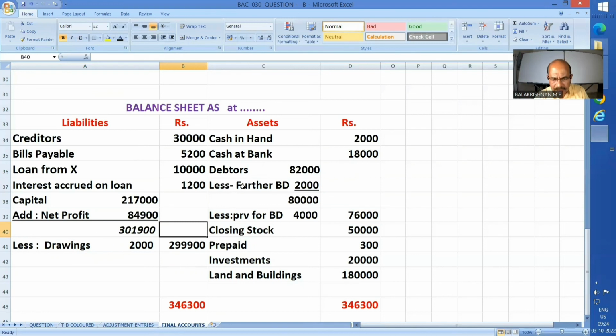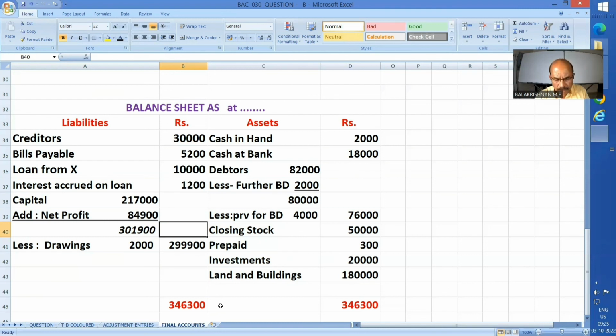And as far as the asset side is concerned, cash in hand okay, cash in bank okay. Debtors, the balance in the trial balance is 82,000 less further bad debts. Reiterating, further bad debts only you should reduce. That is the adjustment entry, 80,000. On that 5% provision 4,000, and this is the 76,000 net amount to be shown in the asset side. Closing stock okay, prepaid insurance 300 I have already worked out and shown. Investment, building, everything okay. So we have got a tally balance sheet.